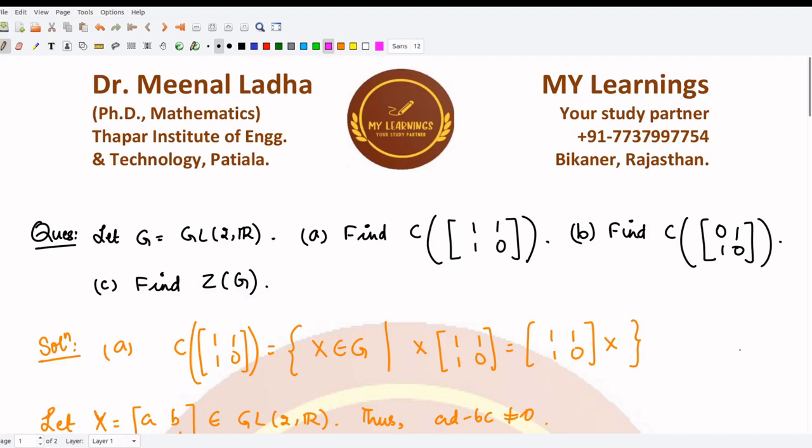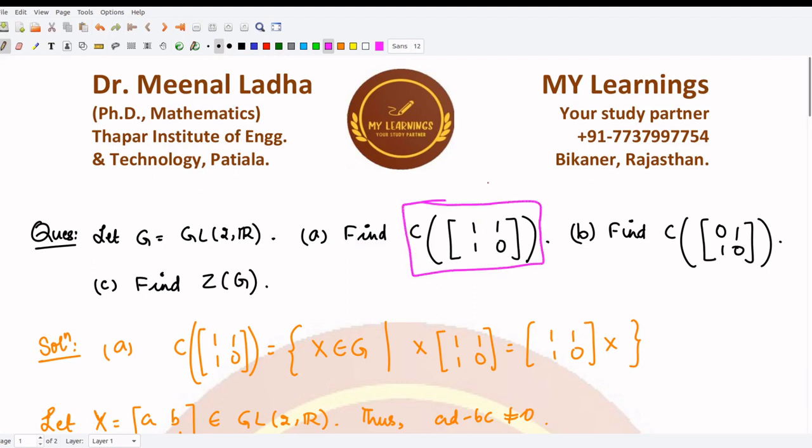In this video, we are going to solve this question, which states that we are given a group, the general linear group, consisting of all 2 cross 2 matrices whose entries are taken from the set of real numbers. That means we have all the matrices whose determinant is non-zero. This is what we have for this particular group, correct? The condition is that the determinant of the matrix should be non-zero. Correct. So for this group, we need to find what is C of this matrix.